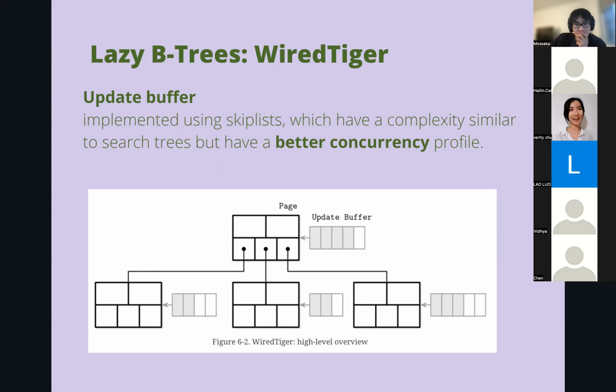And how exactly are update buffers implemented? According to the book, they're implemented using a skip list. If you still recall our previous meetup last week, Masaka, in the session that he hosted, showed us what a skip list is. The reason a skip list is used here is that it provides better concurrency. Next page.